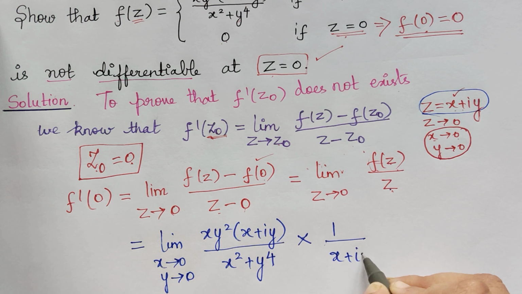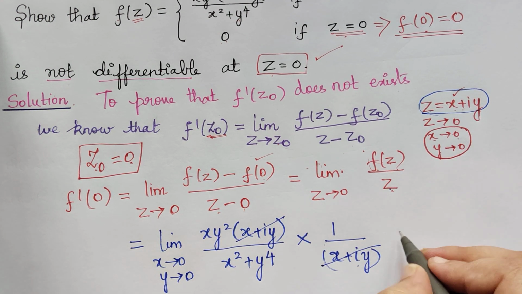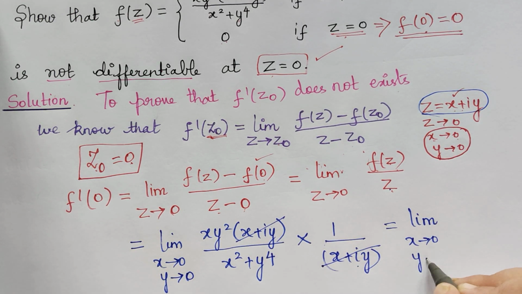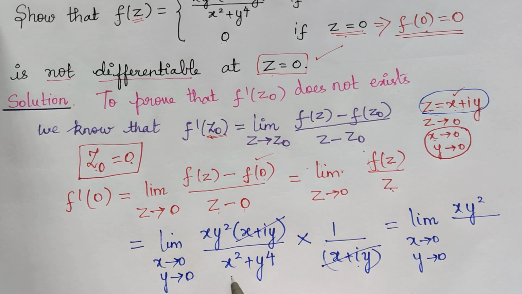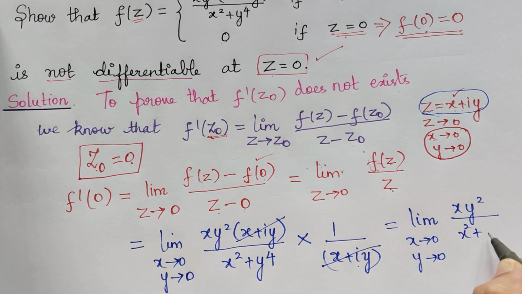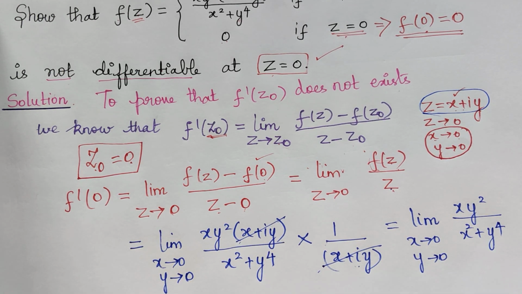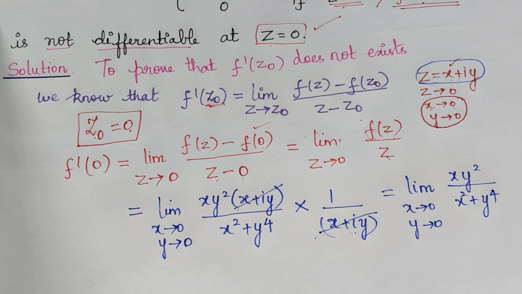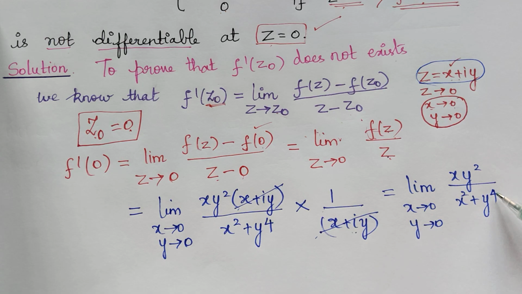So x plus iy, and we see that this x plus iy and this x plus iy get cancelled, and we are left with limit x tends to 0, y tends to 0, xy square divided by x square plus y to the power 4, since these two terms have got cancelled. Next, we shall choose a path in order to learn about the limits. Since here you have square terms, let us choose the path as a parabola.